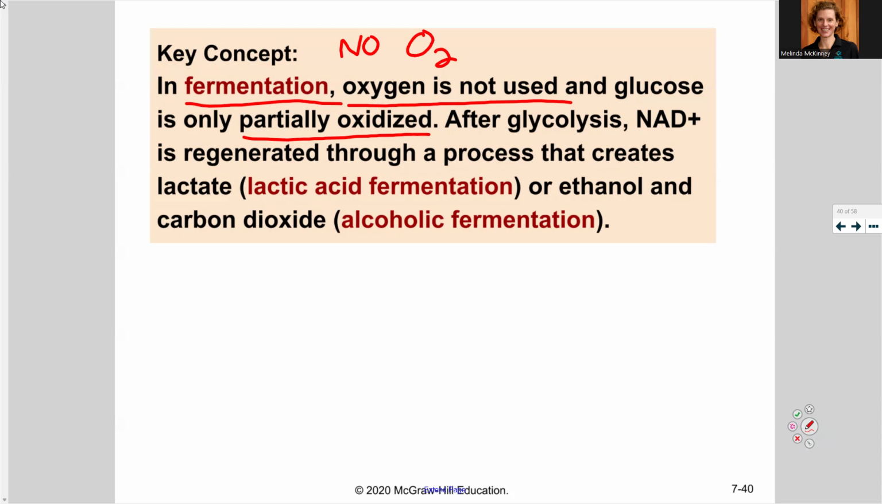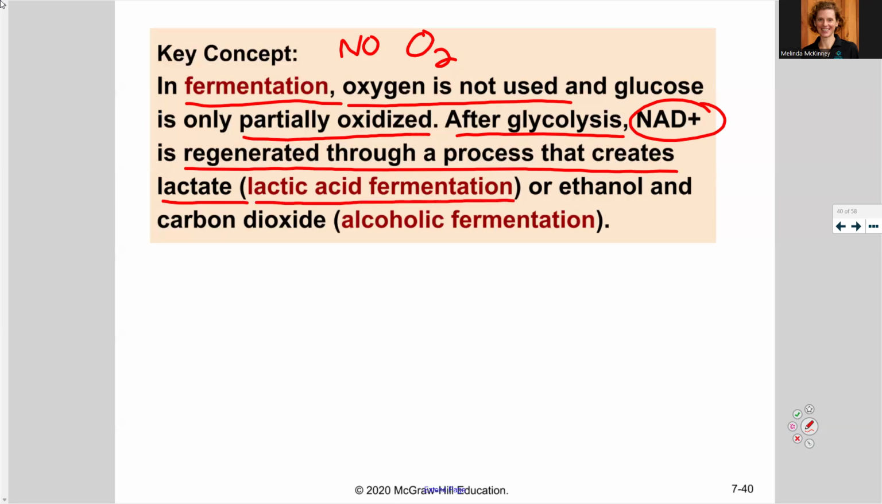So what happens is after glycolysis occurs, where we make 2 ATP, we regenerate this electron carrier NAD plus. Okay, so it's regenerated through a process that creates either lactate, and that is called lactic acid fermentation, or in other organisms, the product is ethanol, which is alcohol, and carbon dioxide gas, and that's called alcoholic fermentation.